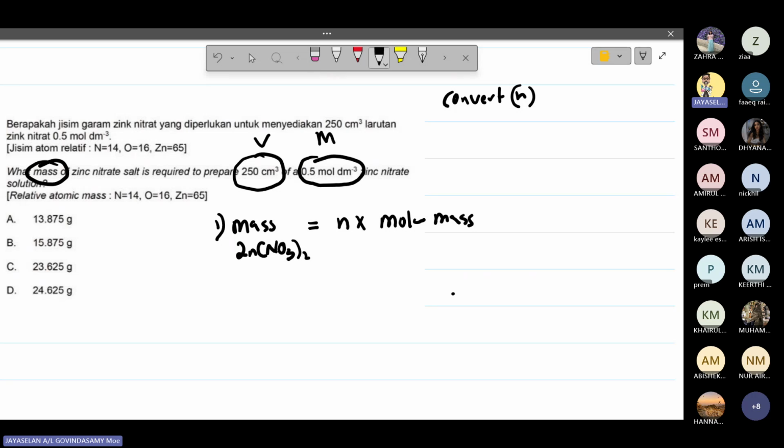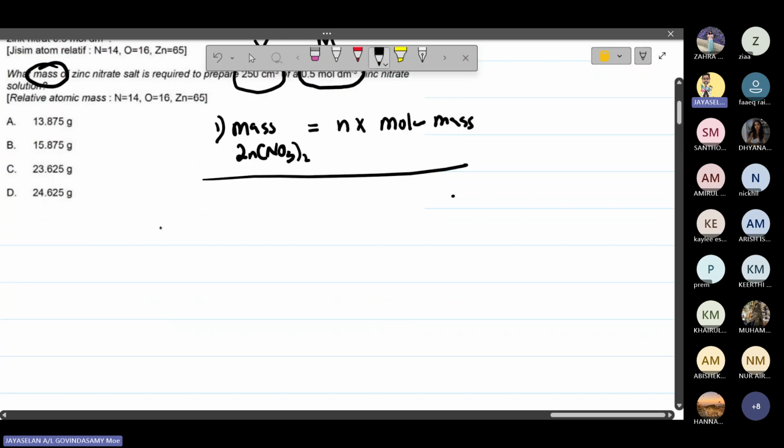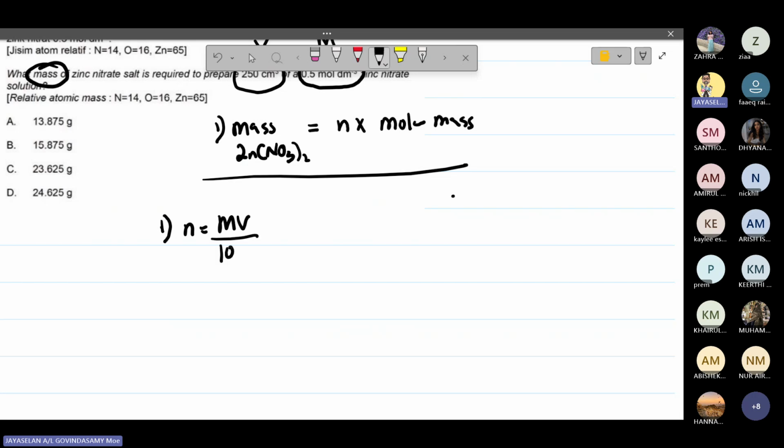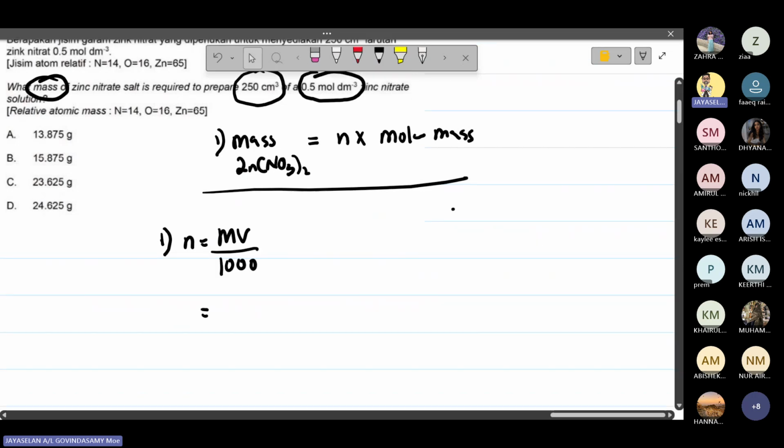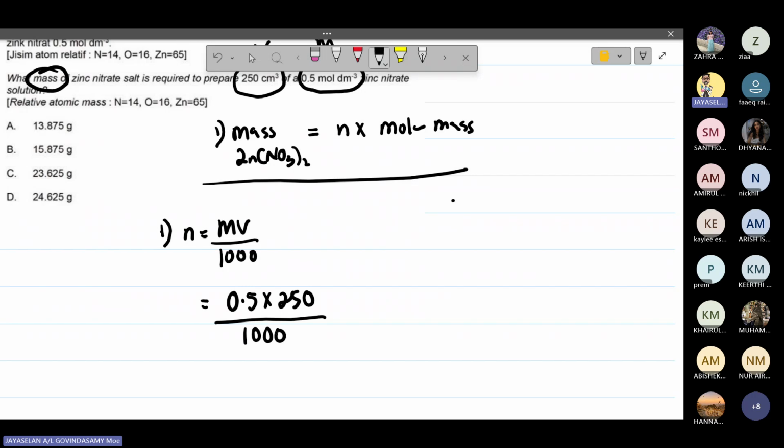You are given M and V. So what you all do, ini kamu guna last kali tahu. So first step, you find n = MV over 1000. Cari number of moles. The molarity given is 0.5 and the volume given is 250, divided by 1000. Calculator answer. Abhishek, give me the answer.